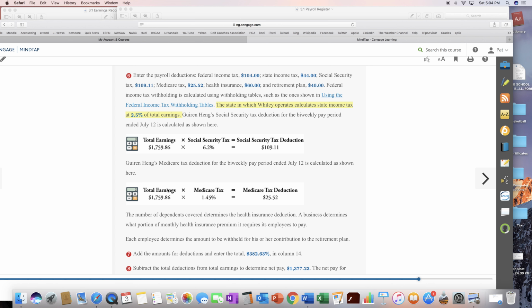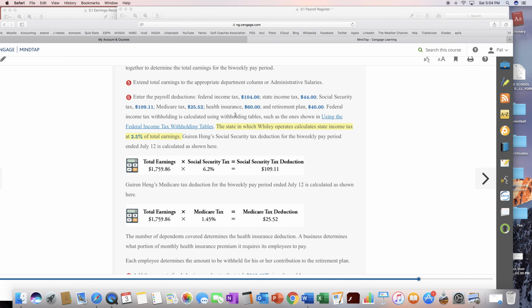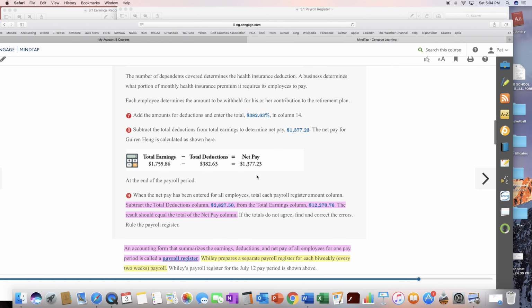We're taking the total earnings times Medicare tax. Medicare tax does not have a tax base. So that's where we get these. The other numbers, health insurance and retirement plan, will be in instructions or be already written in the chart for you. So you don't have to figure those out. But that's where you get all those numbers, and they show you it here.